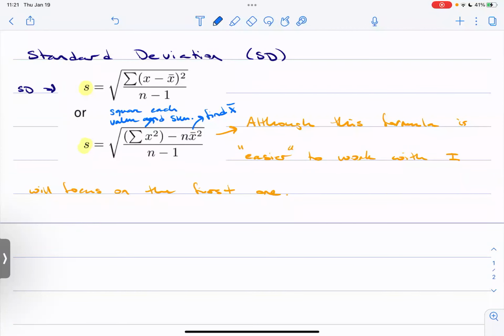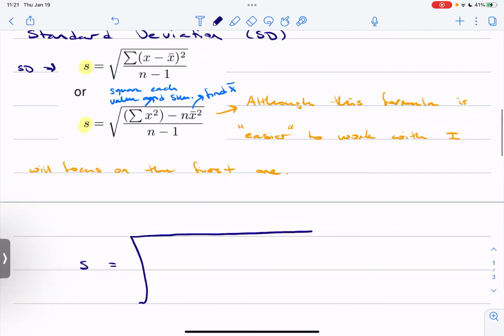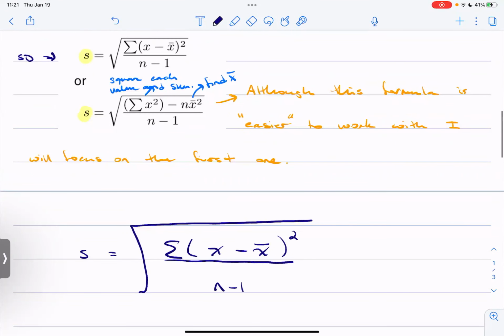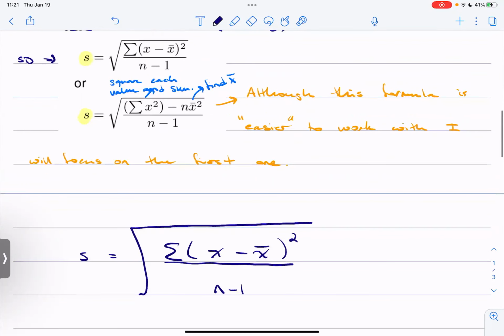So we're going to focus on this little guy, and write it out kind of nice and big here. I've got the sum of the x minus x bars squared, divided by n minus 1. Kind of similar, but there's a little bit of activity here.